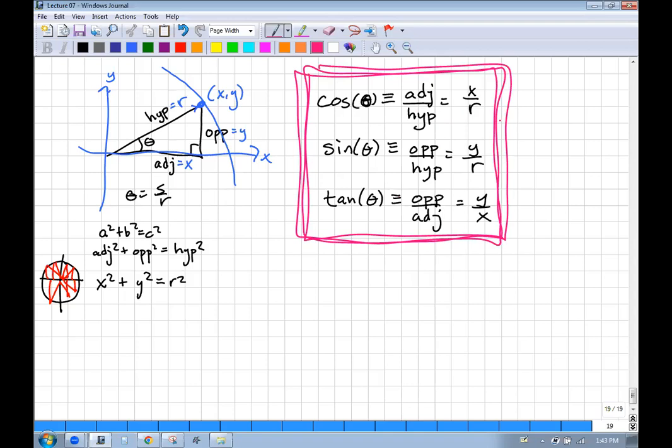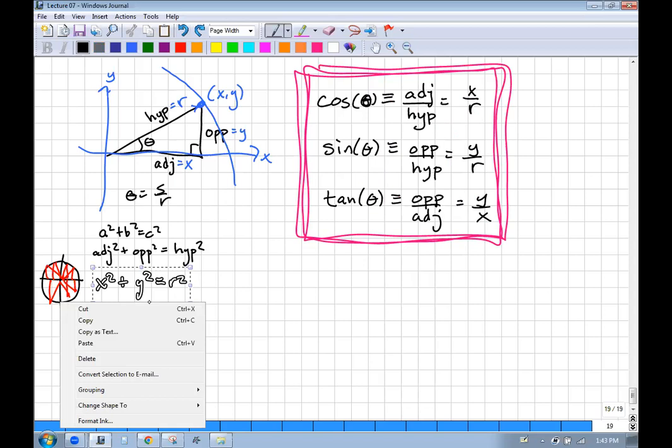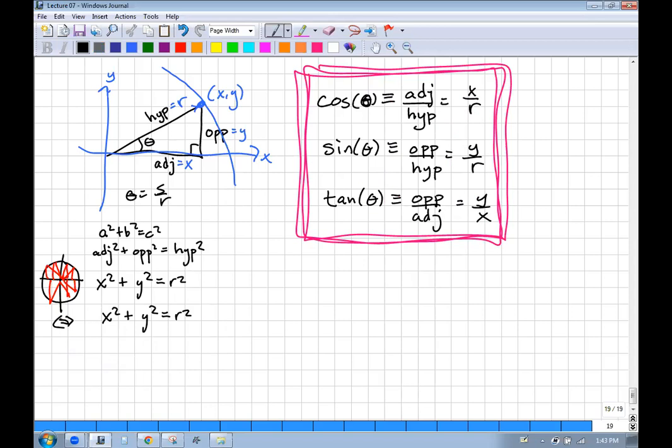Instead of dealing with x, y, and r, there's only one variable here. Do you want to deal with three variables or just one? Obviously, just one. See, check this out. If I start off with the Pythagorean theorem and divide everything by r squared, I end up with (x over r) squared plus (y over r) squared, and then r squared over r squared is just one.